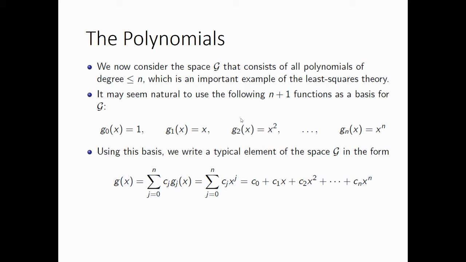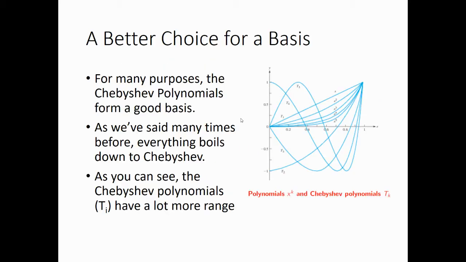And using this, we can write a typical element of the space G in the form c0 plus c1 times x plus c2 x squared, all the way out to c sub n times x raised to the n. This basis is pretty natural, but it's generally a poor choice for numerical work. A better choice for a basis are the Chebyshev polynomials.